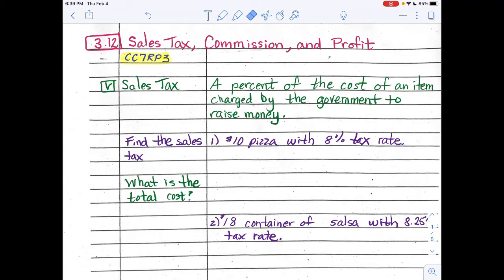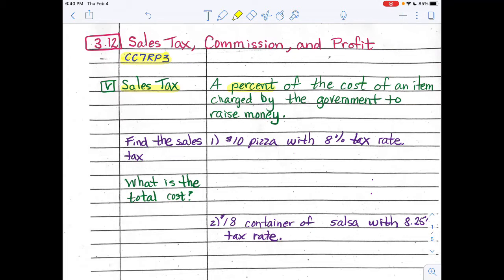All right, thanks. Sales tax, by definition here, is not a vocabulary word, but you need to know the word to be able to understand the questions. So it's not a vocabulary word that you need to memorize the definition of, but I do want you to know what sales tax is. It is 8%, which is why we're studying it in ratios and percents with proportions. It's a percent of the cost of an item that's charged by the government to raise money, and then they use that money to pay for our roads and our police and education, a lot of different things that the government needs money to run.